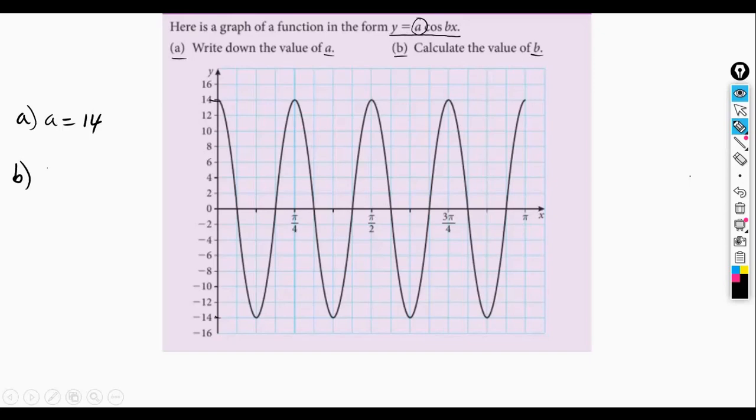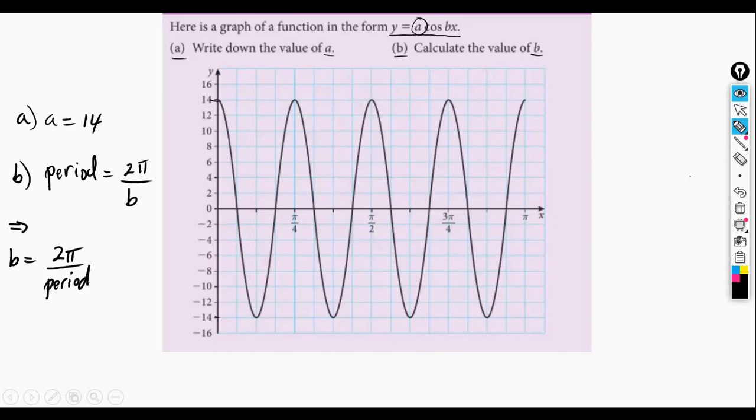Remember that the period for the cosine function is going to be 2 pi divided by b. So this implies that b is equal to 2 pi over the period.